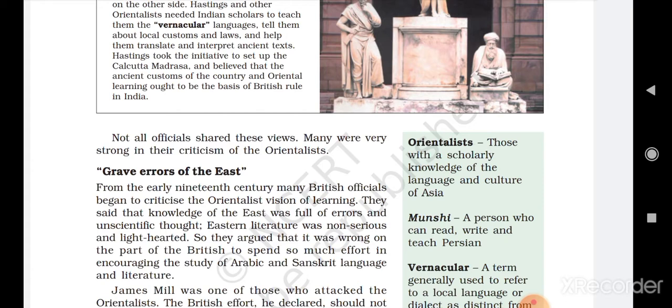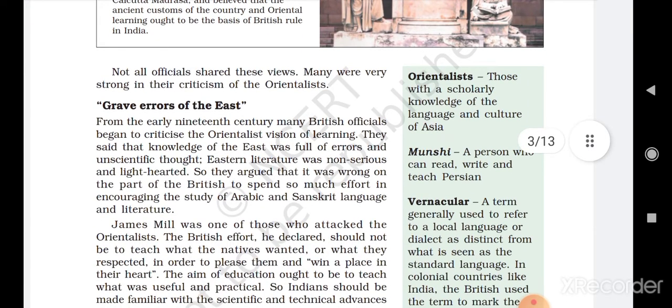It is telling us that in the 19th century, a lot of British officials began to criticize the Orientalist vision of learning. They believed that Orientalism was useless and made no sense. They said the knowledge of the East was full of errors. Here East means Indian knowledge, Sanskrit texts, Arabian knowledge, the Persian language, and Urdu literature. All of these literatures, they believed, were full of errors and unscientific thoughts, not serious and very light-hearted. That is what a lot of British officials opposed to the Orientalists believed.